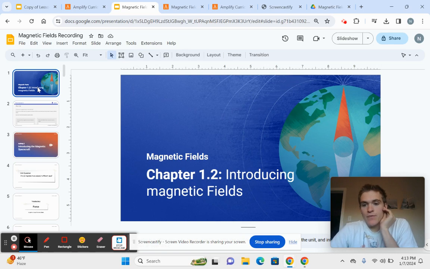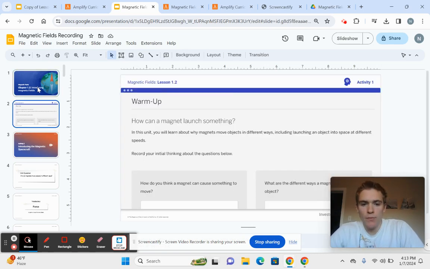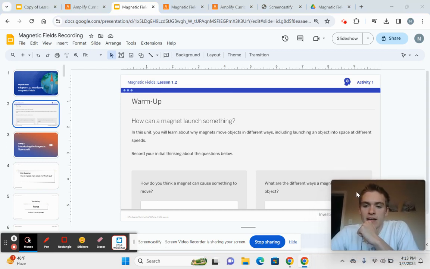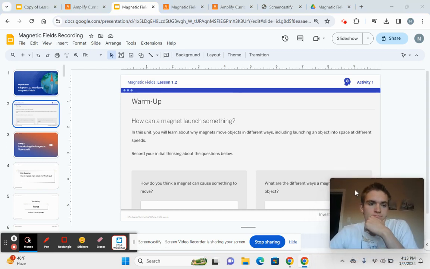Today we are going to be talking about magnetic fields, and what are magnetic fields. So, your warm up today is: how do you think a magnet can cause something to move, and what are the different ways a magnet can move an object?